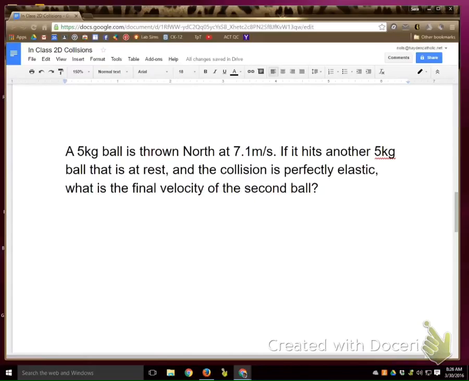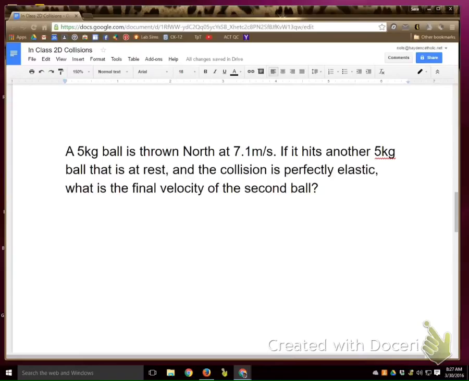Since this first one was originally at rest and we have an object colliding with it, it should transfer all of its energy to that second ball. So what's going to be the velocity of this second object? 7.1 meters per second. And in what direction? North. What's going to happen to this first ball when it collides? It comes to a complete stop. Okay. And did you see that a little bit on your collision lab? Yeah. Did that make sense?